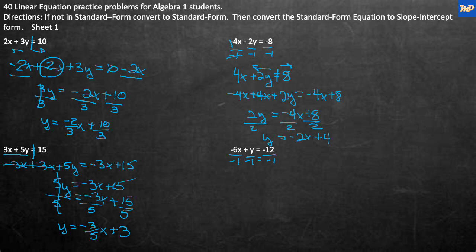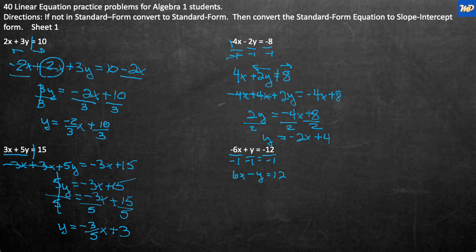That will change the positive or negative nature of the coefficients in the numerator. So we have 6x, now a positive 6, minus y equals negative 12 over -1, which is 12. Okay, so we have that.